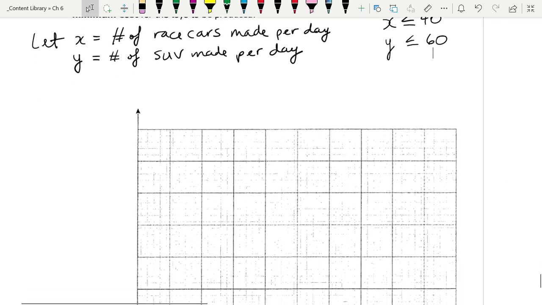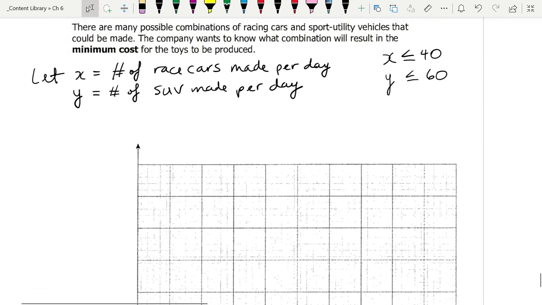Anyway, what is the other equation? I seem to be missing an equation. Oh, the 70. I haven't used the 70 yet. There it is. X plus Y.